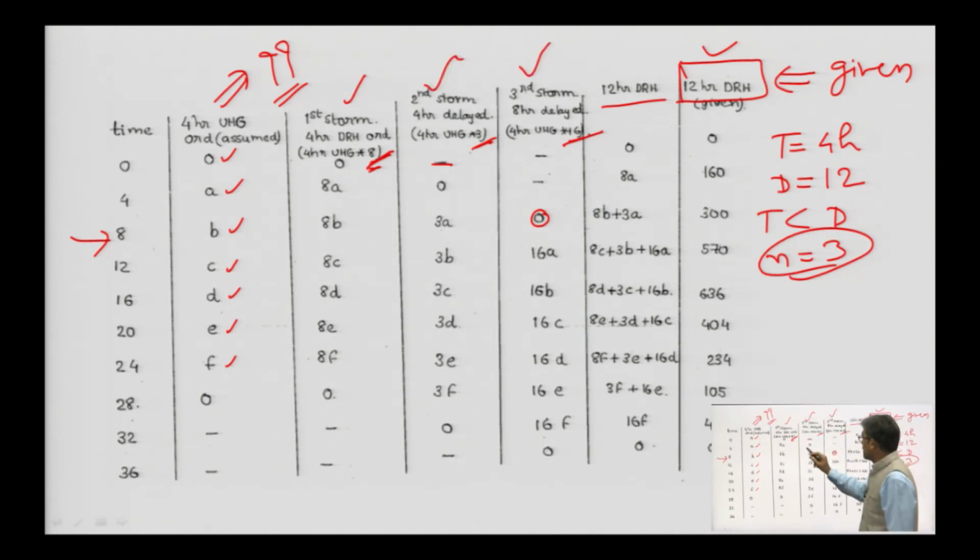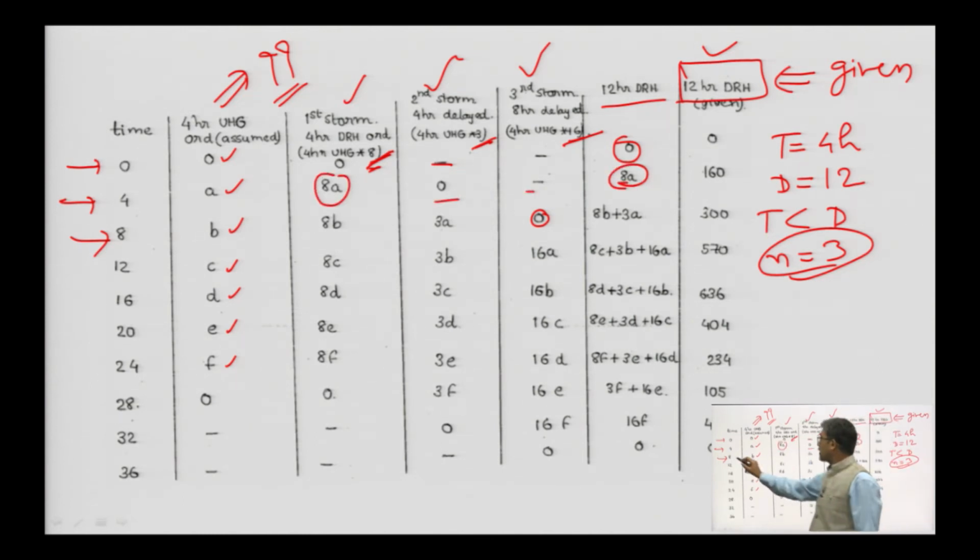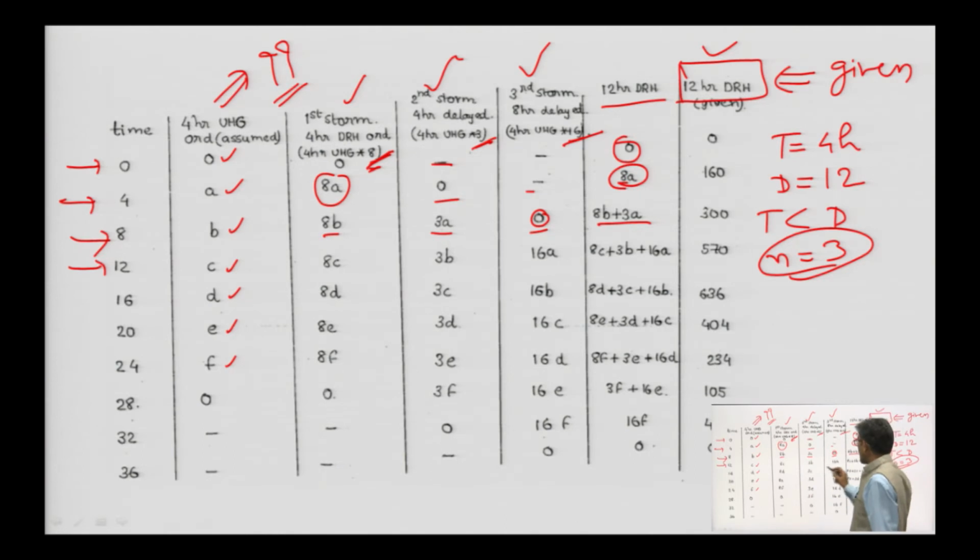So at time t equal to 0, the ordinate is 0. At time t equal to 4 hour, it will be 8A plus 0, meaning 8A. At time t equal to 8, it will be 8B plus 3A plus 0, meaning 8B plus 3A. At duration t equal to 12, what will be the ordinate? It will be this one plus this one plus this one, meaning 8C plus 3B plus 16A, and so on.